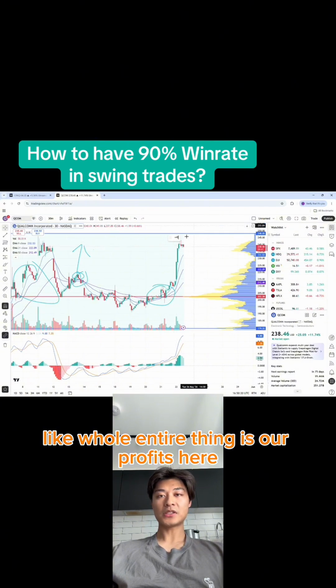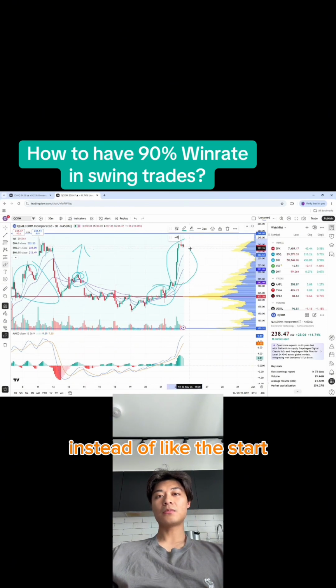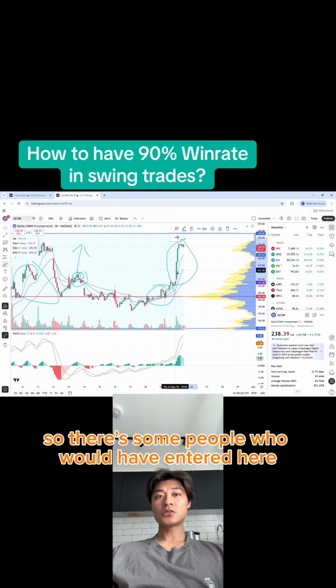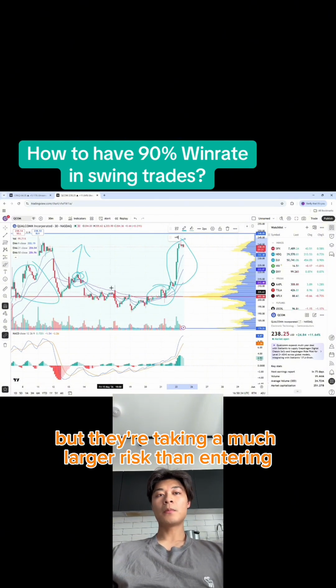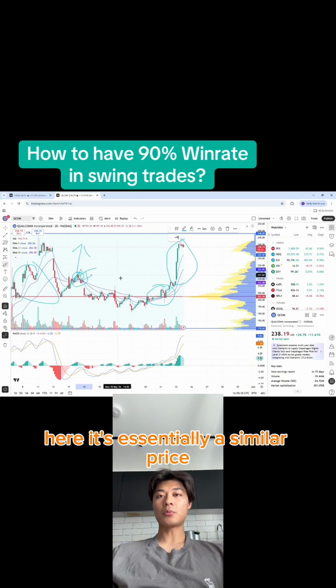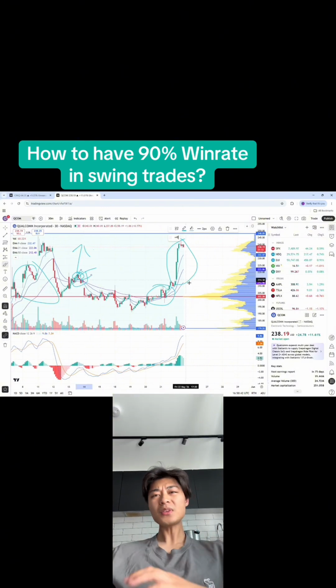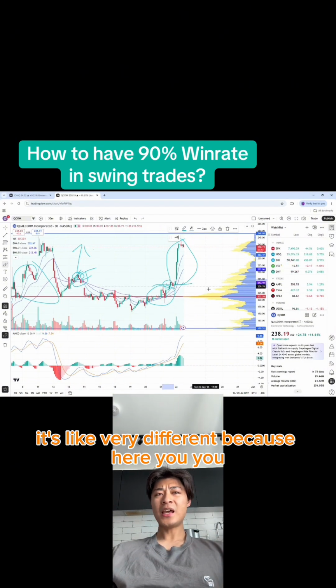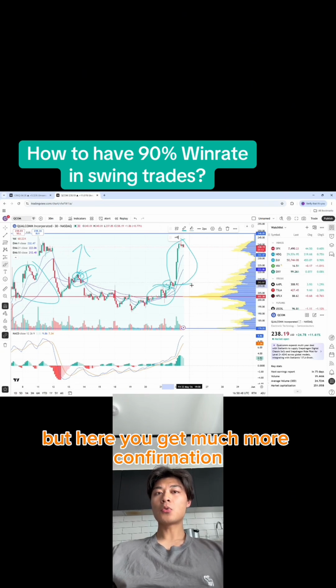and hit this whole entire thing. That's our profits here. So we're basically trading the continuation instead of the start. There are some people who would have entered here and it would have worked out for them, but they're taking a much larger risk than entering here. It's essentially a similar price and a similar gain, but it's very different, because here you don't really know what's going on, but here you get much more confirmation.